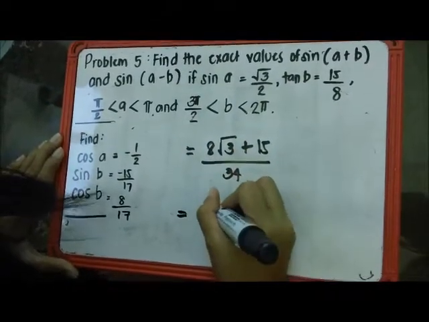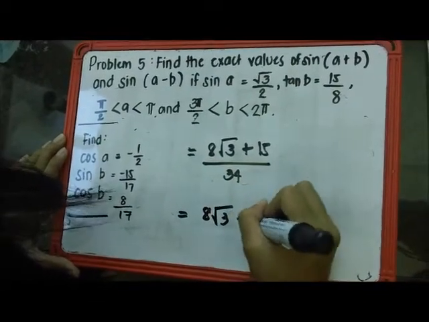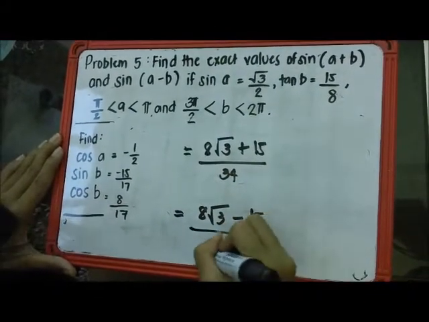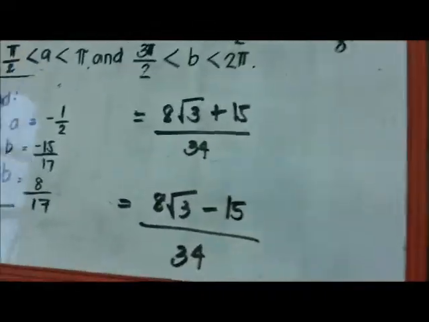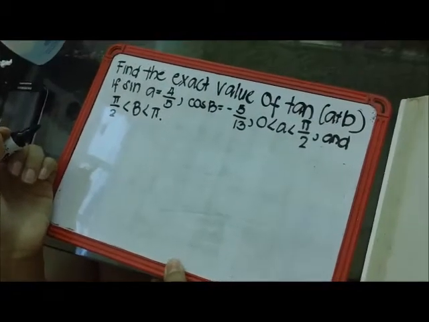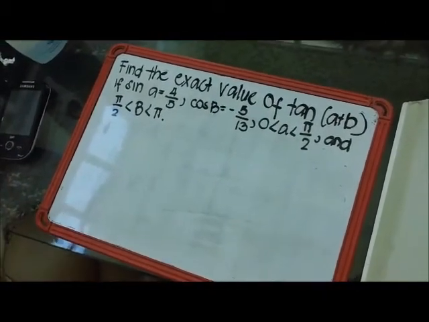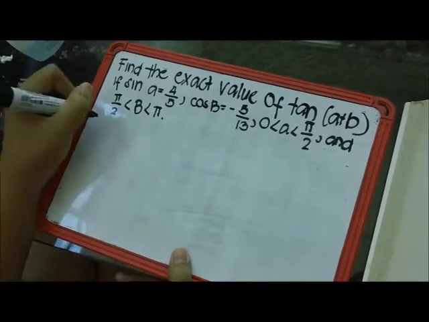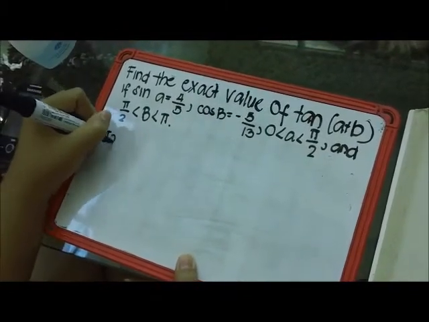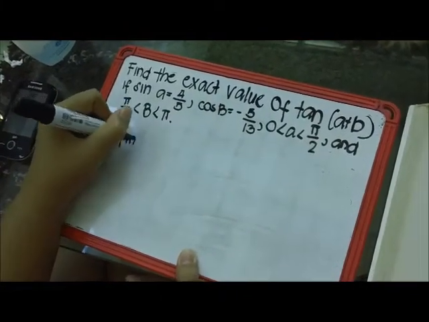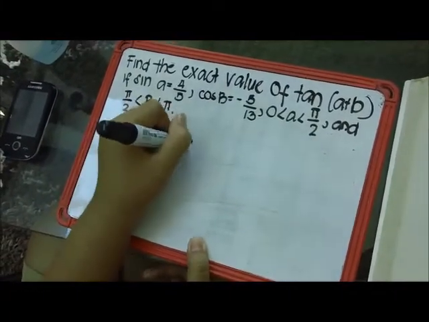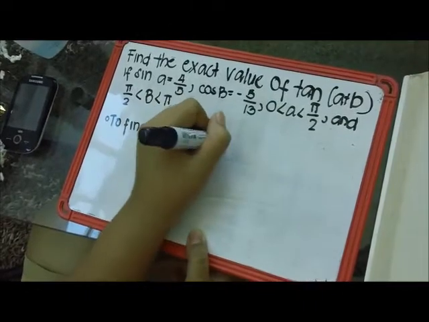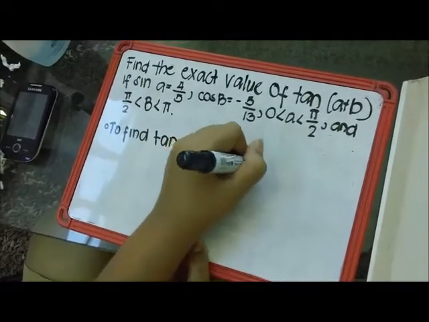So that's it. Sine (A plus B) is equal to 8 square root of 3 plus 15 over 34, and sine (A minus B) is equal to 8 square root of 3 minus 15 over 34. Here's our last problem. Find the exact value of tangent (A plus B) if sine A is equal to 4 over 5, cosine B is equal to negative 5 over 13, angle A is between 0 and pi over 2, and angle B is between pi over 2 and pi.